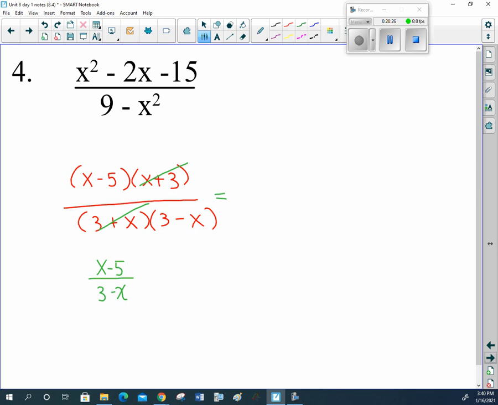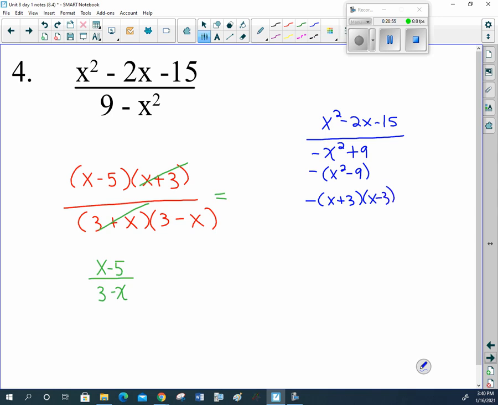Okay, but let's say that you didn't like that. You don't like factoring with the x at the back end, and you rewrote it so it looks like this: x squared minus 2x minus 15, and then you did a minus x squared plus 9. And then your next step was you factored out. So I'm going to factor out that negative and make that x squared minus 9. And then I'm going to factor that to x plus 3 and x minus 3. And then in the numerator, this factored to x minus 5 and x plus 3.